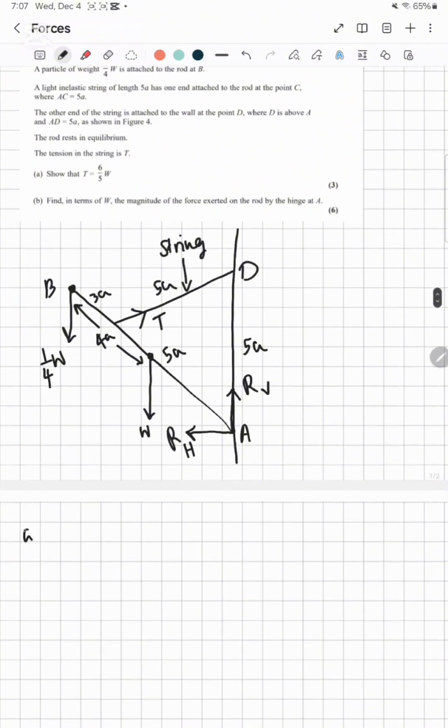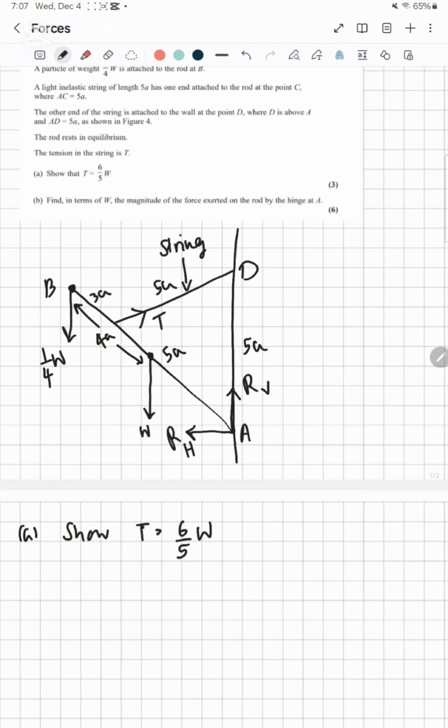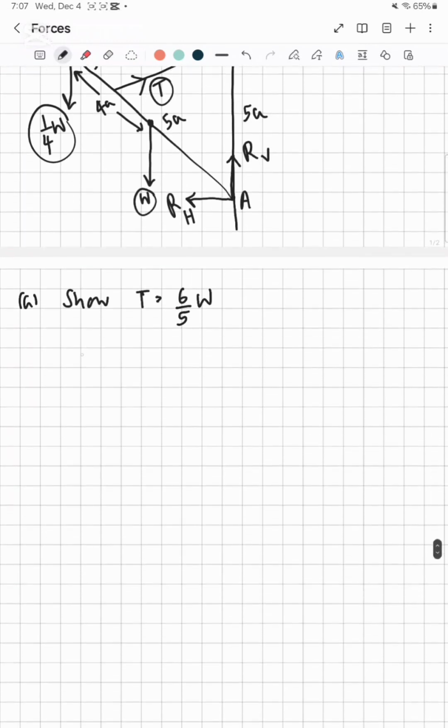So for part A, they say show tension equals 6/5 W. To show this, we can take moments about A, right? Because when we take moments about A, the only forces we have to focus on are T, this weight, and this weight. The reaction forces at A we don't have to consider because we are taking moments about A. So you can write moment about A.